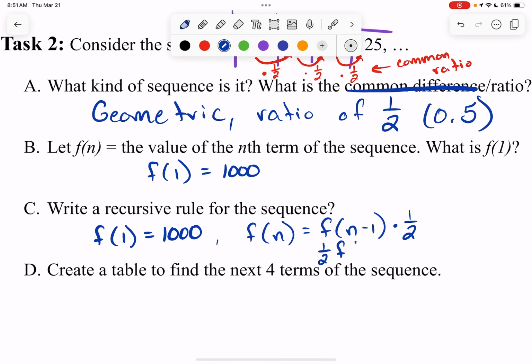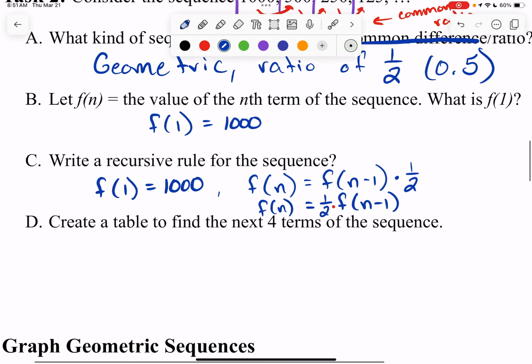Another way to write this, since we're multiplying, is to write that 1/2 in front. Because when I write it in front like that, I don't really need the multiply symbol. It's just assumed that it's multiply. So your textbook will probably write it this way: f of n equals 1/2 times f of n minus 1. So 1/2 times the previous term.